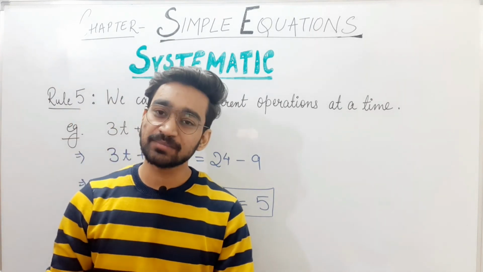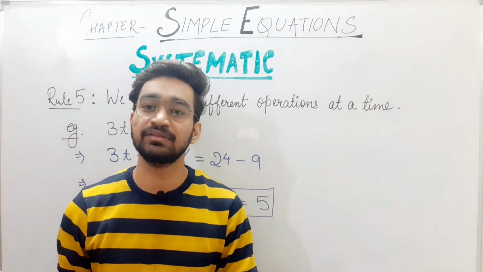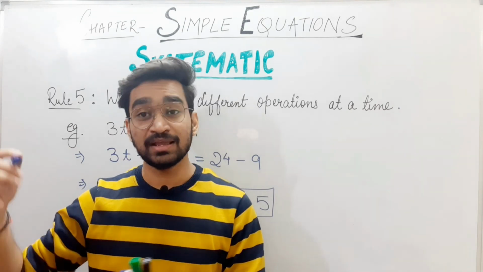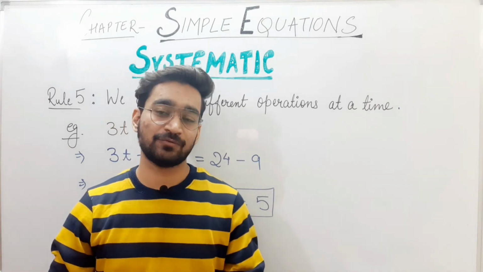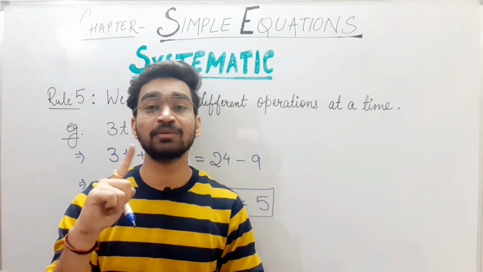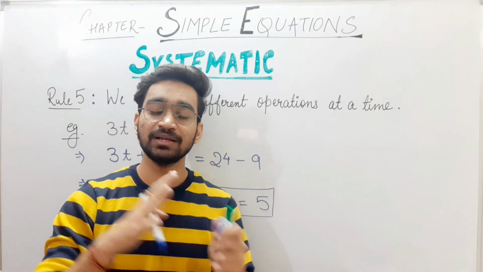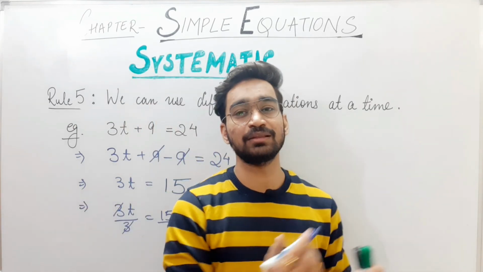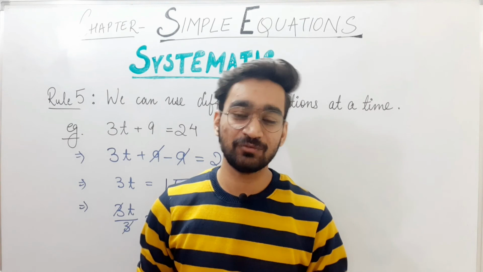So in the systematic method, we always have to cancel by adding, subtracting, multiplying or dividing a number on both sides of the equation. Always remember, on both sides of the equation. If we are doing an operation on one side of the equation, we have to do the same operation on the other side of the equation. Only then will it be balanced.